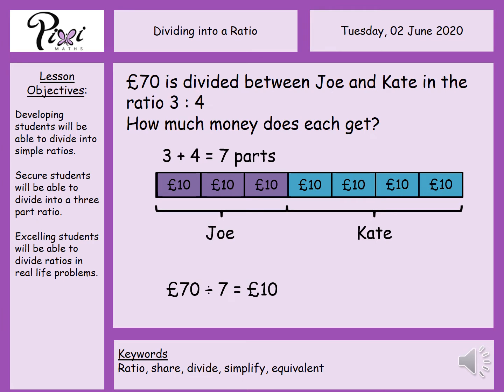So that means altogether Joe is going to get £30 and Kate is going to get £40 because she's got 4 lots of £10. And again, to check our answer, we can check that our amount is equal to the total. So 30 plus 40 does equal 70, so we have split that one correctly.